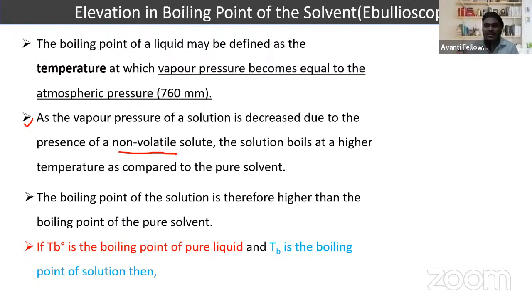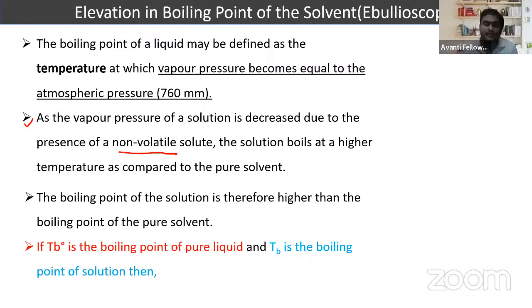So this is the fact, because as we start adding the non-volatile solute, the vapor pressure starts decreasing. And we know that the boiling temperature is the temperature at which the vapor pressure becomes equal to the atmospheric pressure. Now, if the vapor pressure starts decreasing, what does it mean? It means that you have to boil the solution more to achieve this boiling point, right?